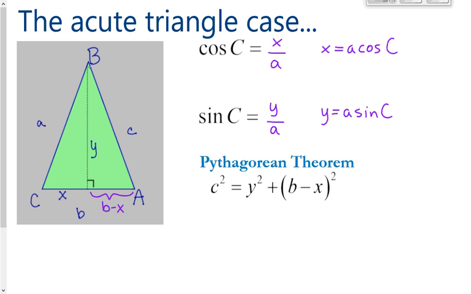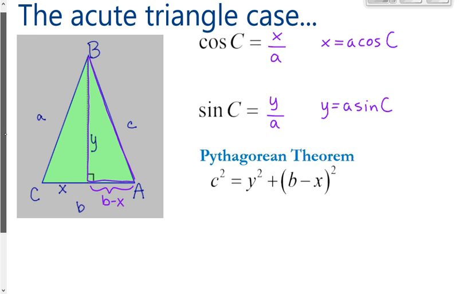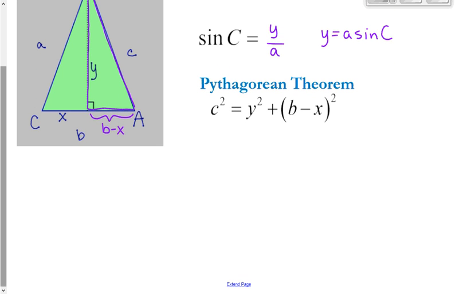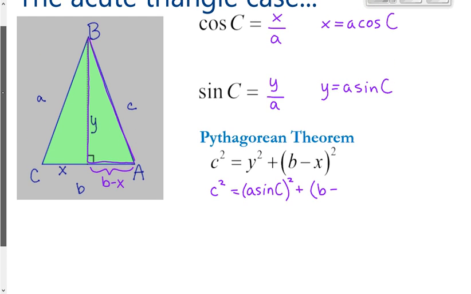So focusing on the triangle on the right now, there's a Pythagorean relationship between the sides. C squared, the hypotenuse squared, equals y squared, one leg squared, plus b minus x squared, the other leg squared. Now what I'm going to do is work on that equation and make some changes to it. So first of all, we could replace the y with a sine of c from above. And we could replace the x with a cosine of c from above.